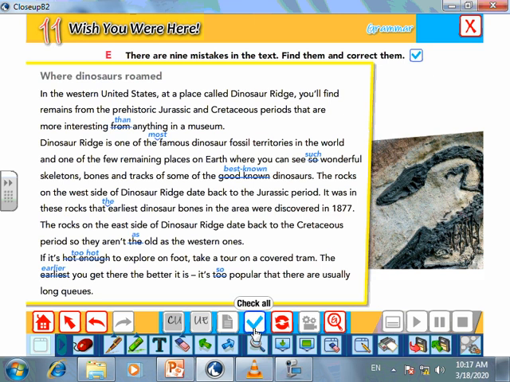Very good. So here we can see that we have more interesting than. Dinosaur Ridge is one of the most famous. Here where you can see not so beautiful, such beautiful, wonderful skeletons. Some of the best known, not the good known. And here these rocks that the earliest dinosaur. Okay, so they aren't as old as. If it is too hot, not hot enough. And here the earlier you get it is so popular. So here it's not too popular, it is so popular because here is something positive, not negative.